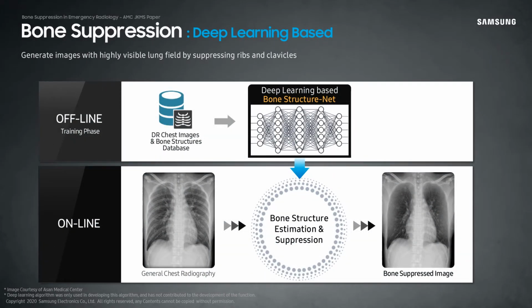Bone suppression is a Samsung on-device AI algorithm that was trained using a deep convolutional neural network to identify and suppress the signal of the ribs and clavicle in the lung field. Bone suppression produces a companion image to a chest radiograph with the ribs and clavicle suppressed from the lung field so as to better identify pulmonary nodules that may be hidden underneath those superpositioning structures.